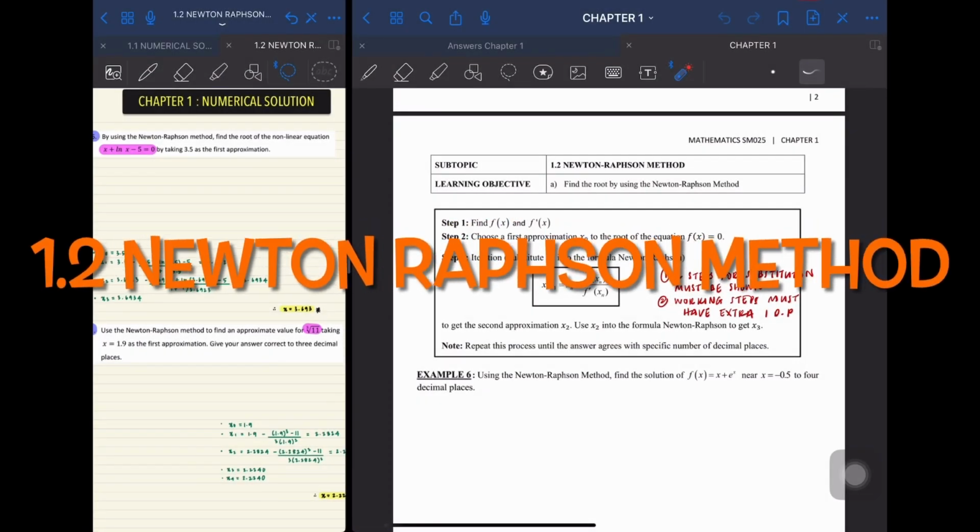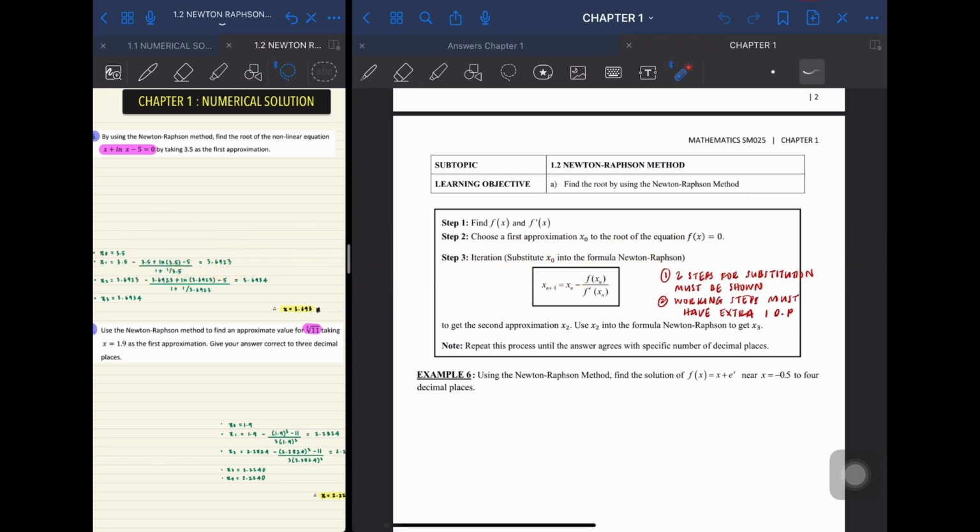Okay, so now let's continue with tutorial 1.2. Before that, let's recall the steps for Newton-Raphson. First, make sure you have the function f(x) and the derivative function. Second, make sure you have the first approximation value, whether the question gives you the value or you need to find it on your own. And then the third, or final, step is to use the Newton-Raphson formula.